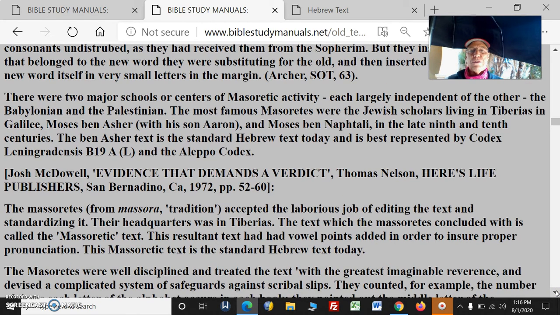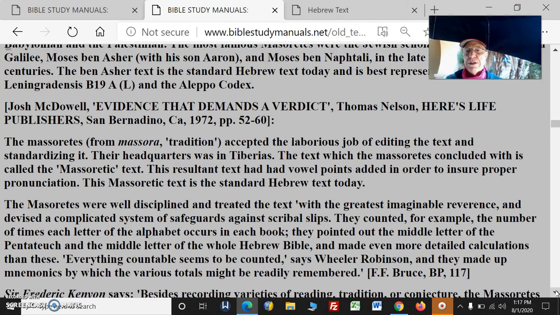There were two major schools or centers of Masoretic activity, each largely independent of the other, the Babylonian and the Palestinian. The most famous Masoretes were the Jewish scholars living in Tiberias in Galilee, Moses ben Asher with his son Aaron, and Moses ben Naphtali, in the late 9th and 10th centuries. The Ben Asher text is the standard Hebrew text today and is best represented by Codex Leningradensis B19 and the Aleppo Codex.